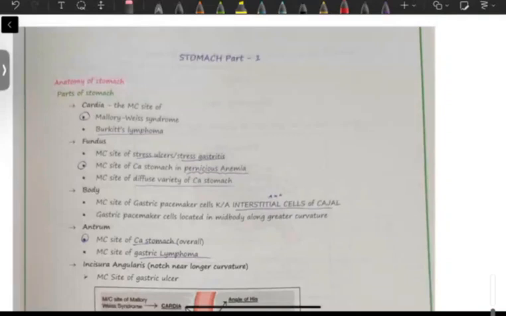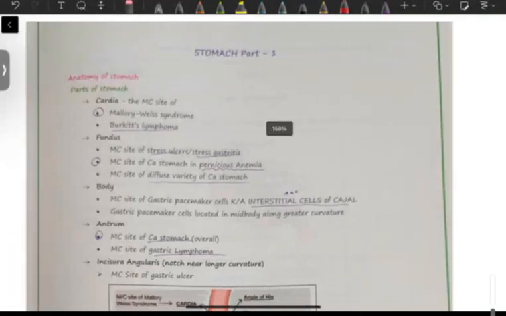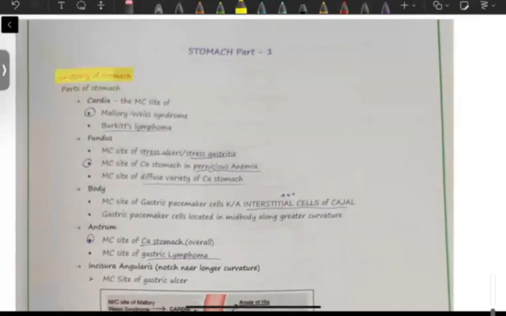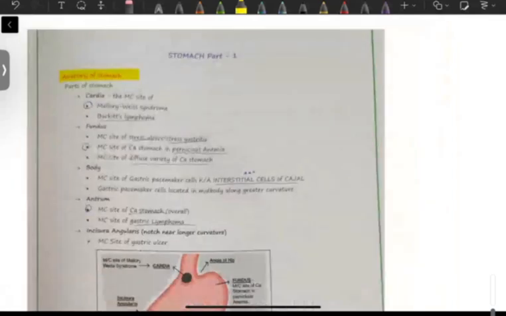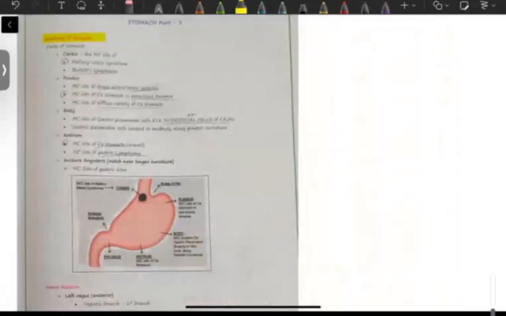Continuing with stomach. We'll start with the anatomy of the stomach. So what are the parts of the stomach? We all know there are four parts of the stomach mainly, that is cardia, then fundus, body, antrum, and the ending part of the stomach is pylorus. So basically cardia, fundus, body of the stomach, antrum, and pylorus. These are the parts of the stomach.